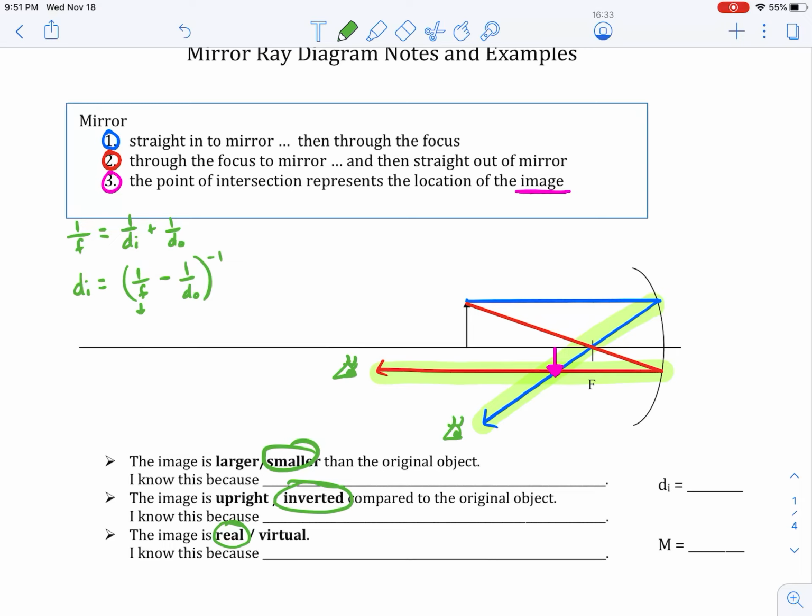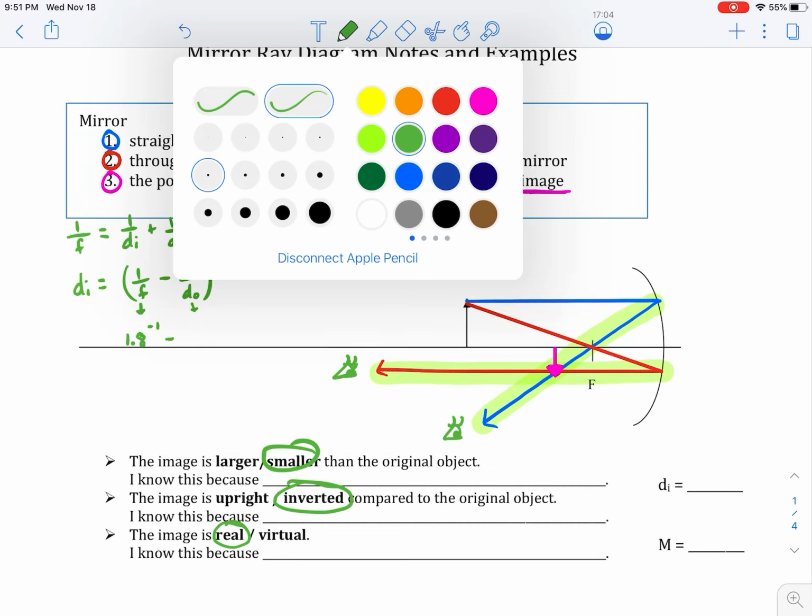Some of you might say 1.9, some of you might say 1.7. We should all get the same value, but I'm going to go with 1.8 centimeters. So from the mirror to the focus, this length right here is 1.8 centimeters. We're going to take that value and make that 1 over, inverting it. Minus. Now we need to measure the distance from the mirror to the object.